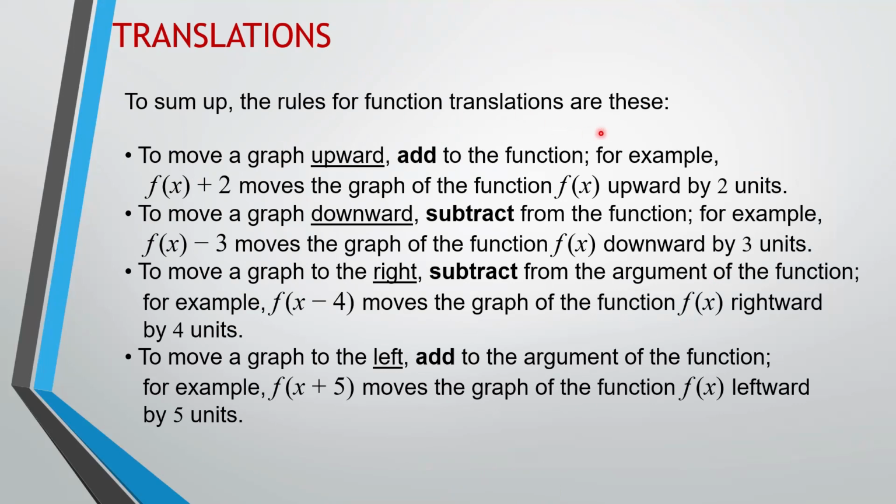To sum up, the rules for function translations are: to move a graph upward, add to the function, and to move a graph downward, subtract from the function. If we want to move the function rightward, subtract from the argument x, that is f(x - 4). If the function is f(x), then f(x - 4) is translated to the right. To move a graph to the left, we add in the argument of the function, that is f(x + 5), as the graph is moved leftward by 5 units.